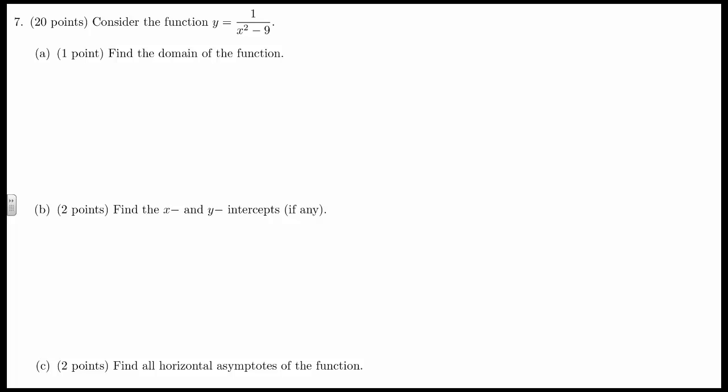Alright, here's problem number 7 from assignment number 6. The domain of the function is all the values for which this function makes sense. The only thing I'm concerned about is the place where the denominator is equal to 0. And that's going to happen at x equals 3 and x equals negative 3. So the domain of this function is all real values, negative infinity to negative 3, negative 3 to 3, and then 3 to infinity.